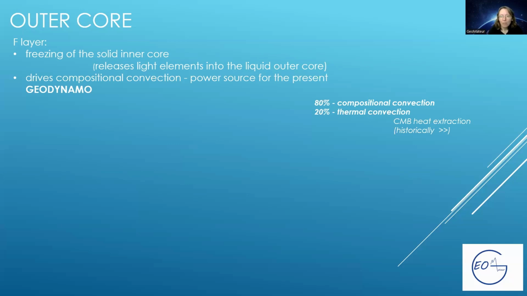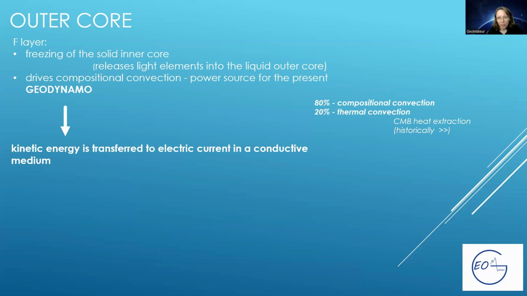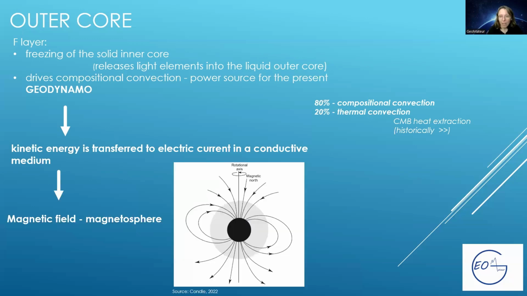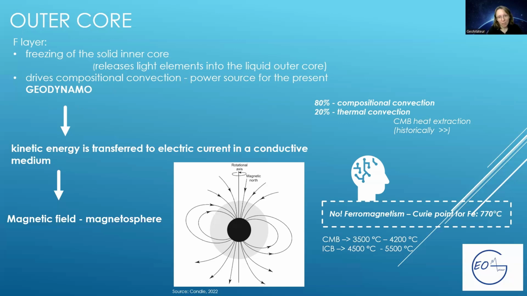But how does a geodynamo work? Simplifying, kinetic energy is transferred to electric current in a conductive medium, and the current produces a magnetic field and magnetosphere. And please remember that there is nothing about ferromagnetism because the Curie point for iron is 770 Celsius, and the temperature in the outer core is higher. The CMB is estimated between 3500 and 4200, and on the inner core boundary between 4500 and 5500 degrees.